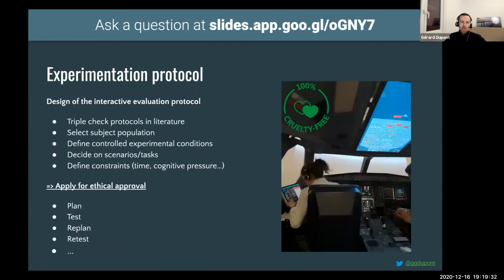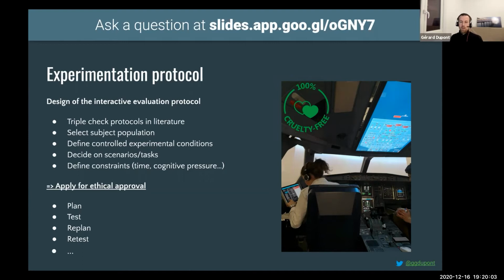So, a few things about this human experiment. You have to work on the protocol, and designing an interactive evaluation protocol is actually not a trivial problem. You have to triple check how it's done in the literature, in particular to design the search task and the search problems that you will submit to your subjects during the study. You have to define the experimental condition.